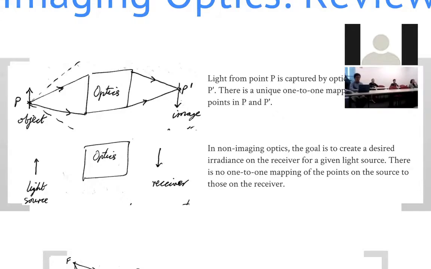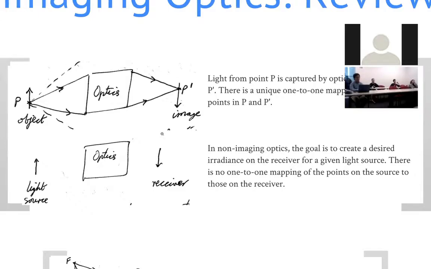So what's important is that there is a unique one-to-one mapping from the point P to a point P prime. Light from point P is captured by the optics and imaged onto P prime. There is a unique one-to-one mapping between the points in P and P prime. That's the key concept in imaging optics. Let me repeat what this means. If you take any point of the object, you should be able to find a corresponding point on the image. So it's a one-to-one mapping. One point here maps to one point here.